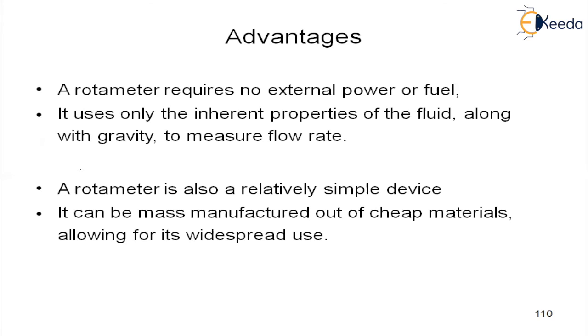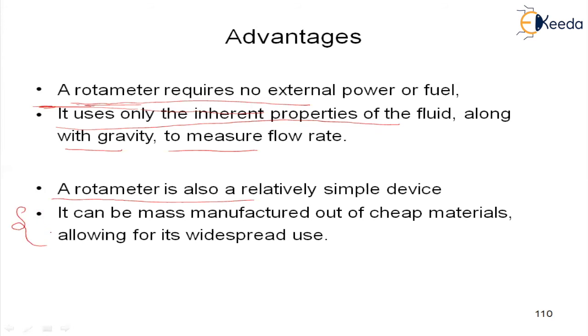Rotameters work with no external power or fuel. They depend completely on the properties of the fluid and gravity to measure the flow rate. That is the reason a rotameter is a relatively simple device. It is manufactured with very cheap materials, which allowed its widespread use, and that is why we use it for long times.